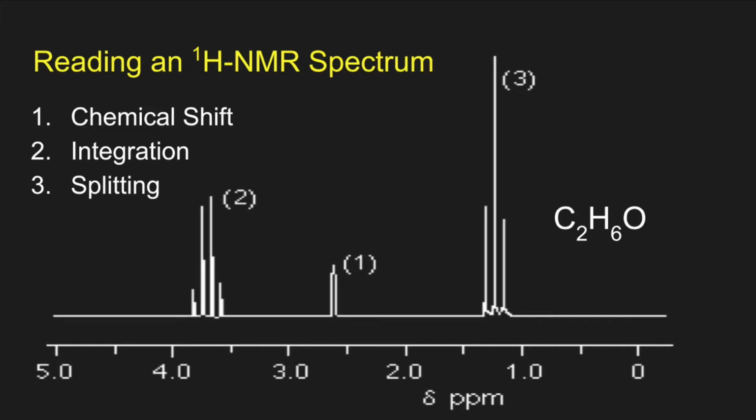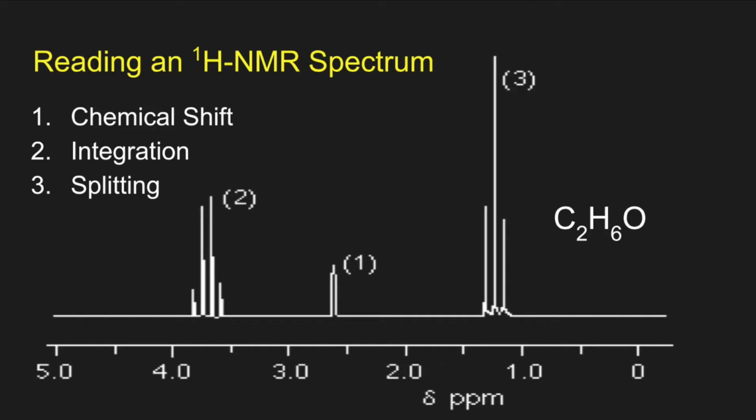Second is integration, or how high the peaks are. This tells us how many protons there are in the same environment. So we know from the numbers next to the peaks that they correspond with 2, 1, and 3 protons respectively. Lastly is splitting, or how many peaks there are in each area. And the amount of splitting relates to how many neighboring protons there are. We use the n+1 rule to determine the amount of neighboring protons, where n is the number of neighboring protons and n+1 is the number of peaks.